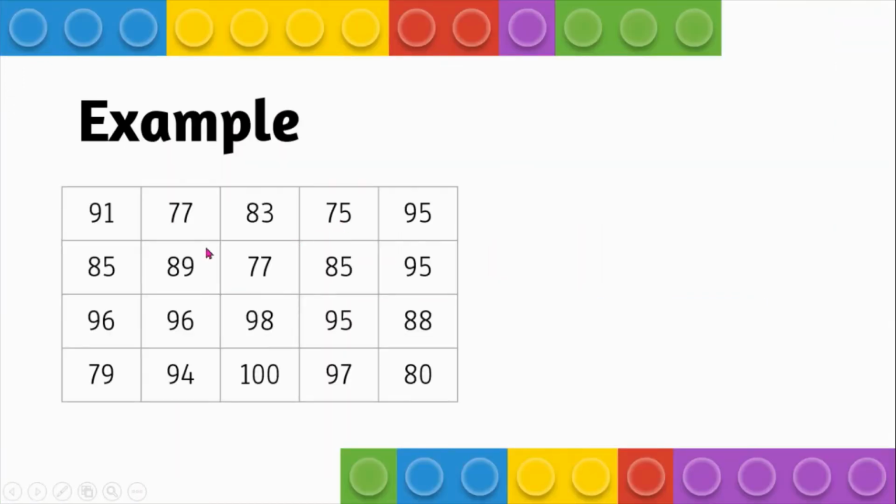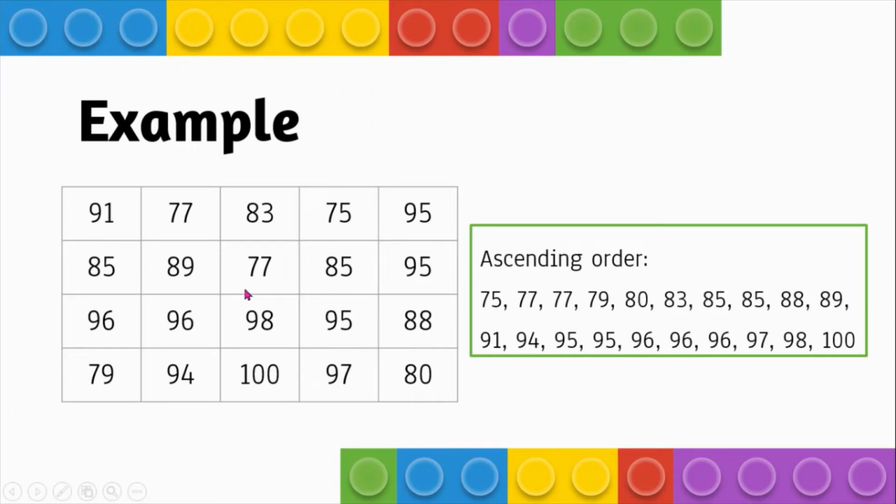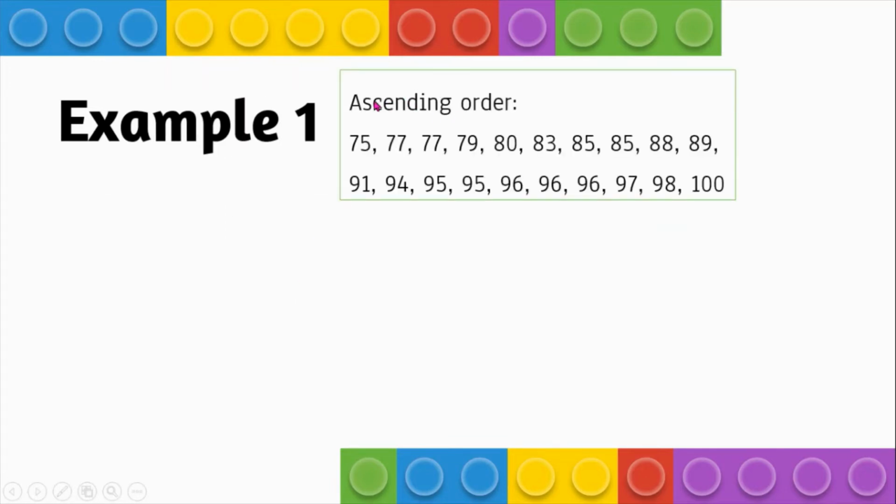So let us have an example. Using this data here, we are going to find its percentile rank. First we have to arrange it in ascending order. This data here is already arranged in ascending order. So the question is, what is the percentile rank of 94?